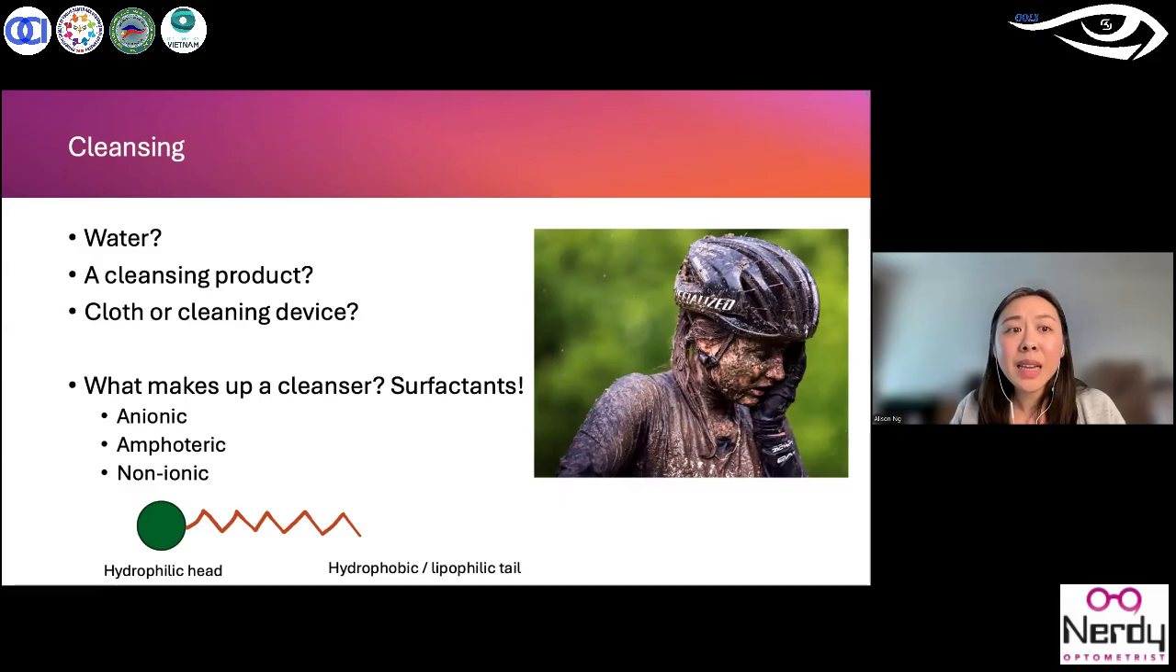When it comes to cleansing the skin, I get asked a lot of the time by my patients, what should I use? Do I need to use just water? Do I need to use a cleansing product? Do I need a muslin cloth, a cloth, or a specific cleansing device? And really it depends. There's no easy answer. It really does depend on your patient. If you come in from a bike ride and you're all horribly mucky and muddy, you might need all of those things. You might need your cloth or cleansing device and your water and your cleansing agent. But day to day, for most patients, a simple cleanser is going to be perfectly sufficient.